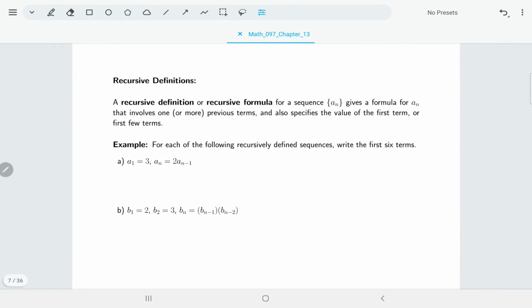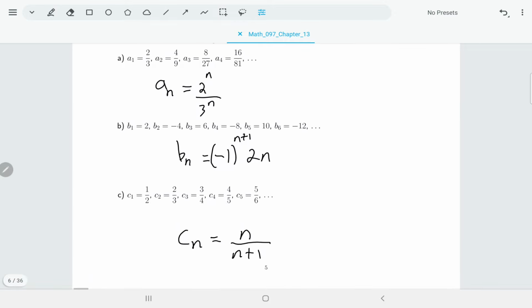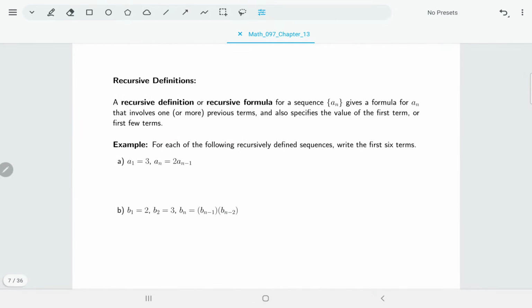Another way that we can define sequences is recursively. So instead of giving a formula that says, here is a_n in terms of n, so that's what we had here. We had formulas for a_n that were given in terms of n, so you just had to put in values of n and you can generate the terms of the sequence. For a recursive definition, this is defining one term of the sequence in terms of previous terms of the sequence.